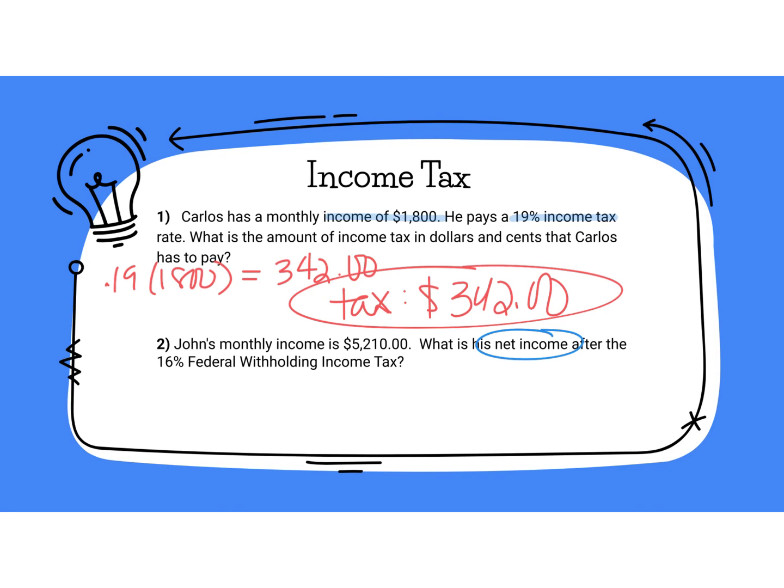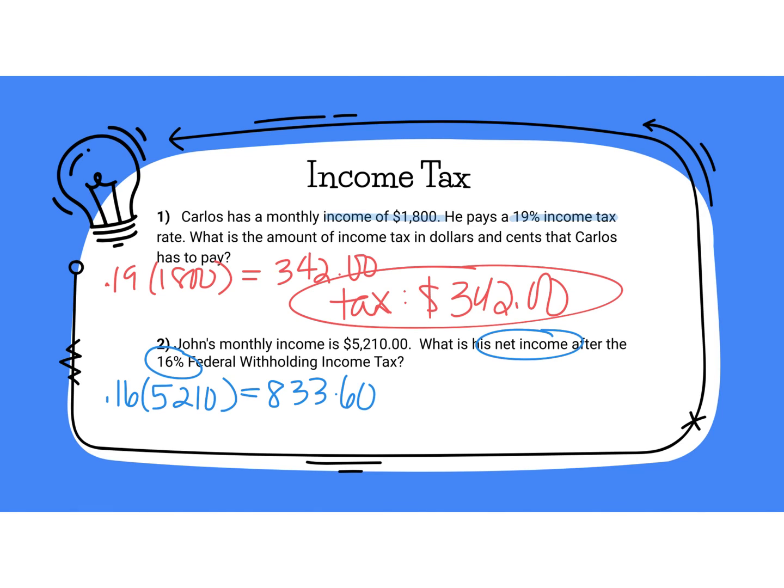The first thing that we need to do to find how much John's net income is to change our 16% to a decimal. Once we've changed it by moving the decimal place 2 places to the left, that becomes 0.16. Then we multiply our monthly income, how much we've earned, by that federal withholding, which is 16%. After we've multiplied, we get 833.60. This is how much John pays in federal income tax.